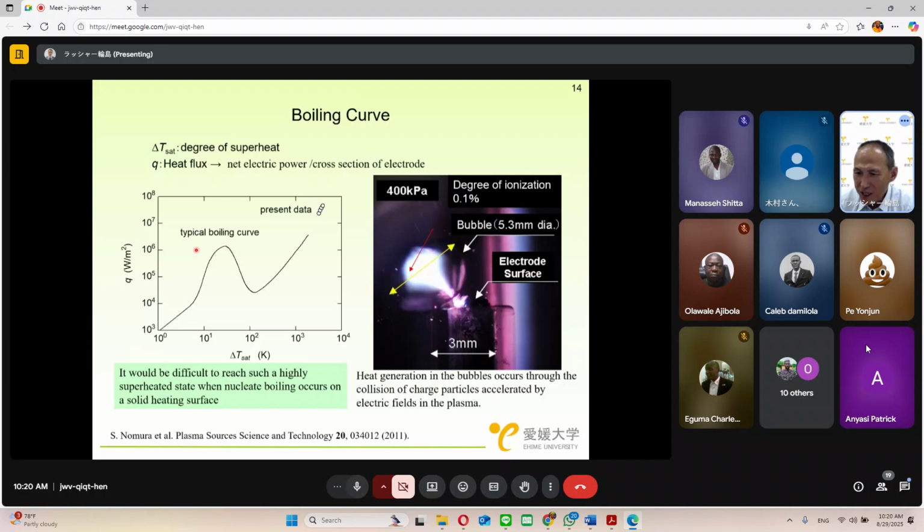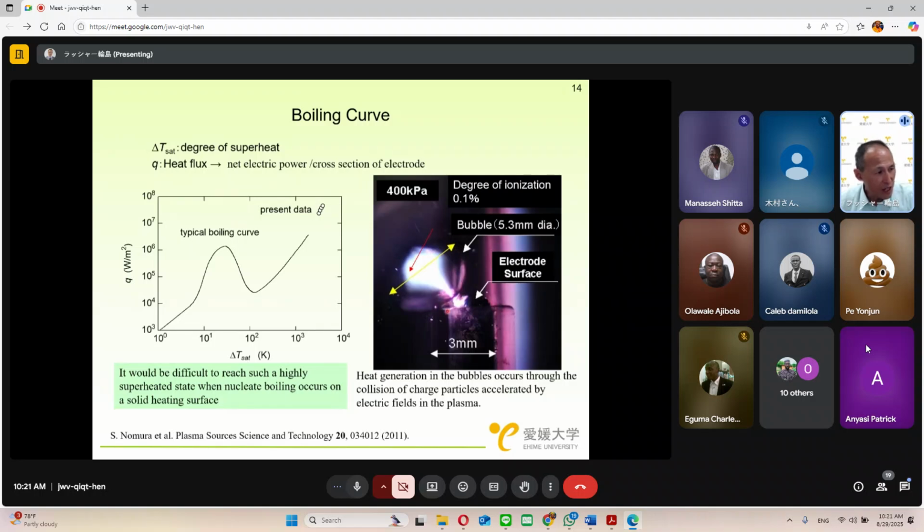Standard heat transfer equipment generally operates below the maximum heat flux point. Operating above this point can damage the equipment. However, in liquid plasma, boiling continues even if the heating surface temperature exceeds a few thousand Kelvin. Although the temperature inside the bubble reaches several thousand Kelvins, the electrode does not break because it is in contact with water. So this is the electrode tip, and here is a bubble.